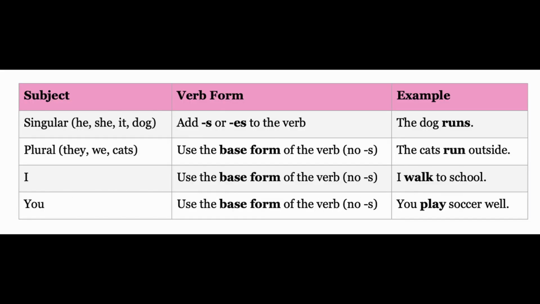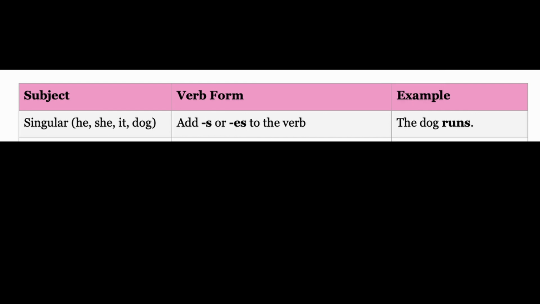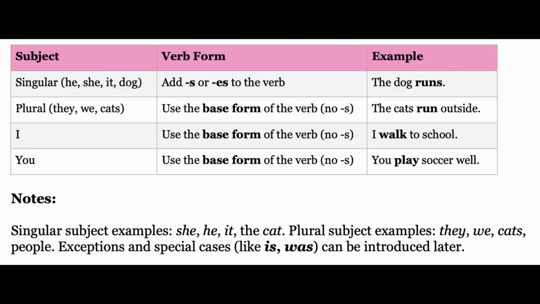Below is a table outlining the basic set of rules for subject-verb agreement. Now look at this table in Activity 4. They show examples in 3 columns: the subject, the verb form, and the example. So the only time we would be using an S on the verb is when the subject is singular. Now, it is also important to go over the notes.